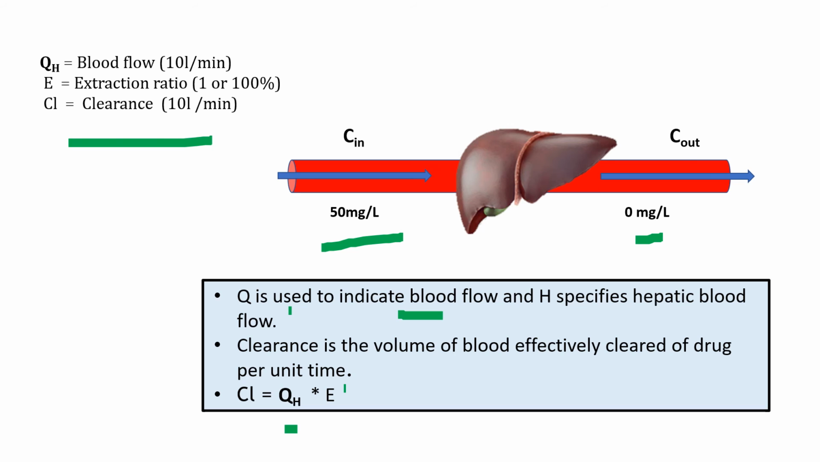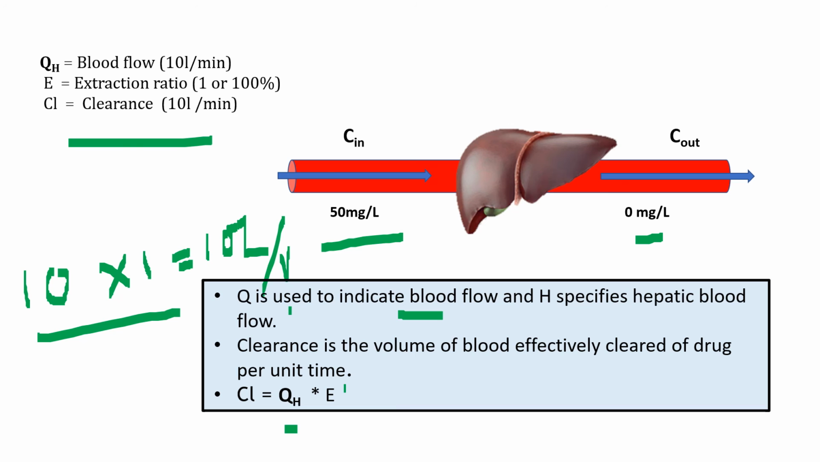So in that case, it's like 100%. So clearance is equal to QH. QH here is around 10, and the extraction ratio is 100%, or you can say 1 in that case. So ultimately clearance is equal to 10 liter per minute. So this is how the clearance of the liver will be calculated in this case.